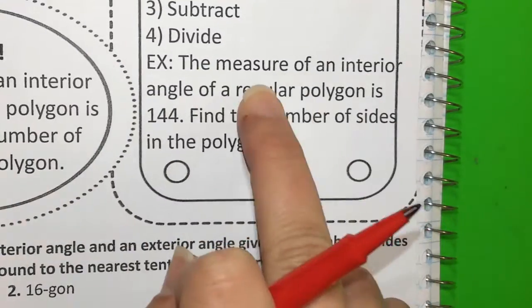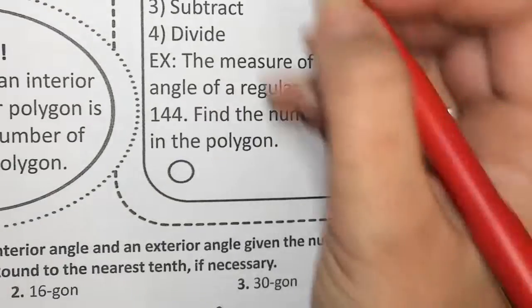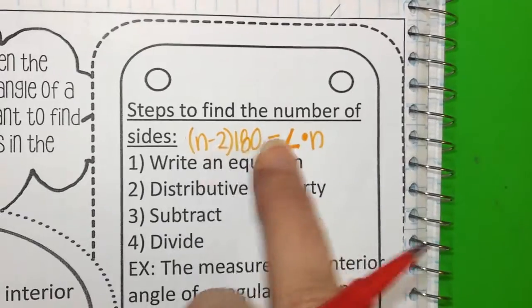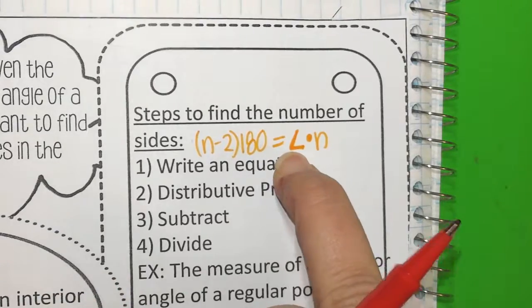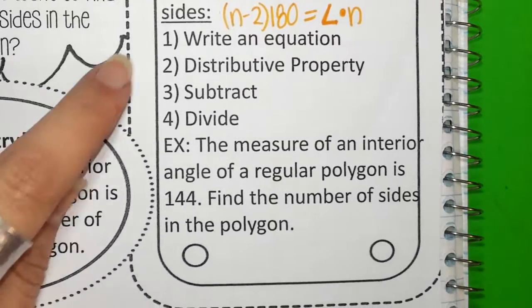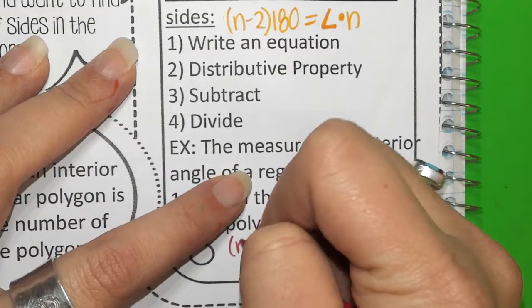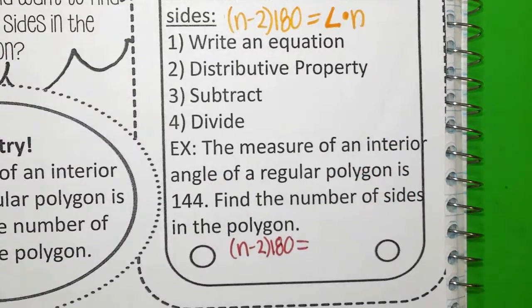Alright, so the measure of an interior angle of a regular polygon is 144. Find the number of sides. So we're going to use this. Now, did it give us n? But did it give us our angle? Okay, so we're going to write our formula like it says to do. The first step says to write an equation. So you do n minus 2 times 180. And what are we going to set that equal to?